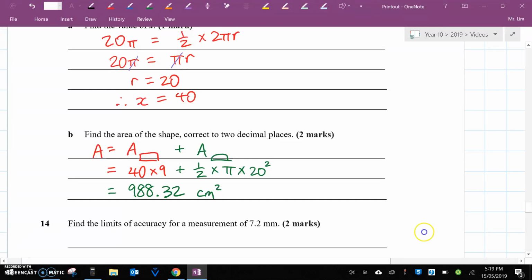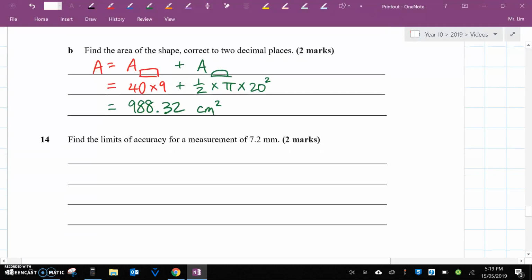Question 14. Find the limits of accuracy for a measurement of 7.2 millimeters. So we need the lower bound and we need the upper bound. The upper bound is always the easiest one to do. We're just going to add an extra digit, being 5. So we have our 7.2, and then we add that 5, millimeters.